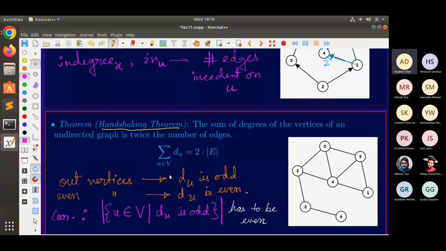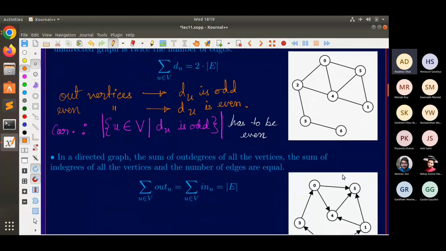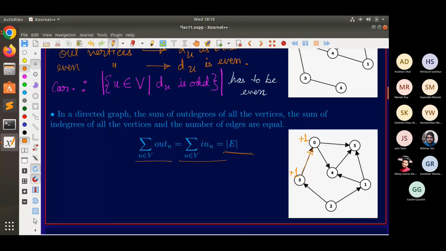We will just briefly mention the analogous theorem to the handshaking theorem for a directed graph. For a directed graph, the sum of out-degrees is equal to the sum of in-degrees, which is equal to the number of edges. This is also pretty obvious because for every edge, the in-degree of one vertex is increased by 1 and the out-degree of one vertex is increased by 1. So I hope this part is clear.